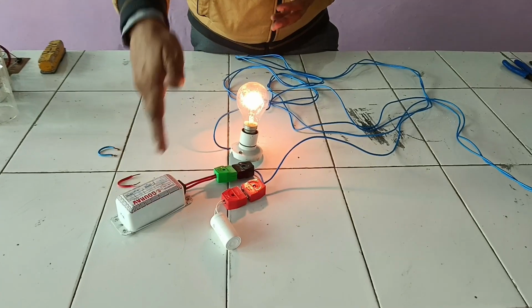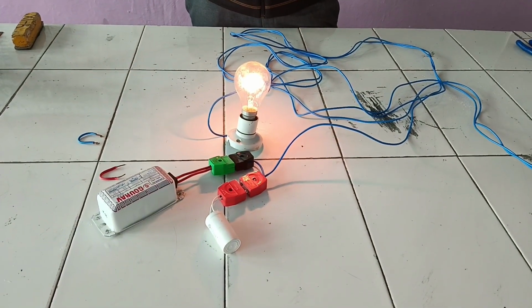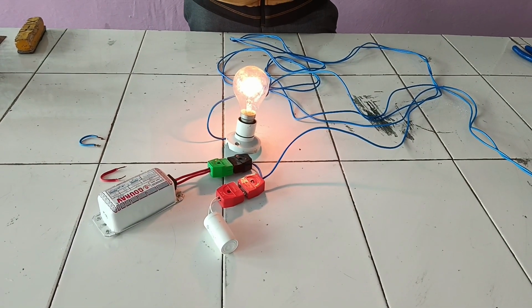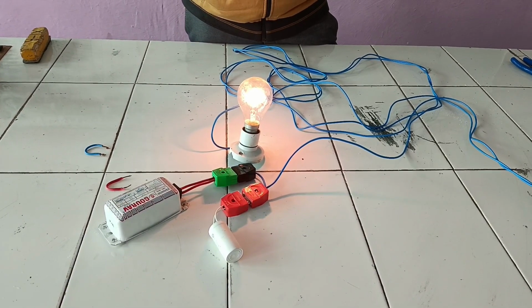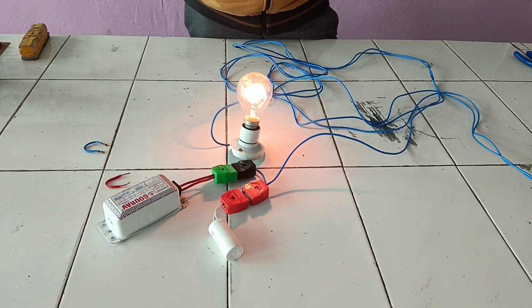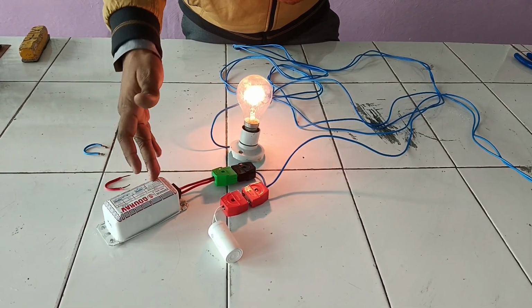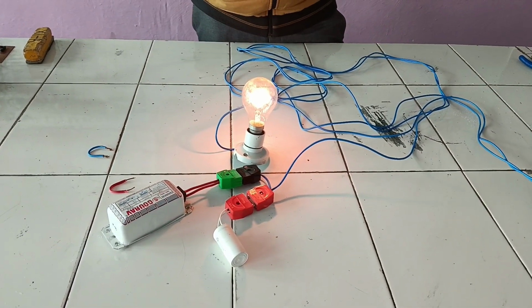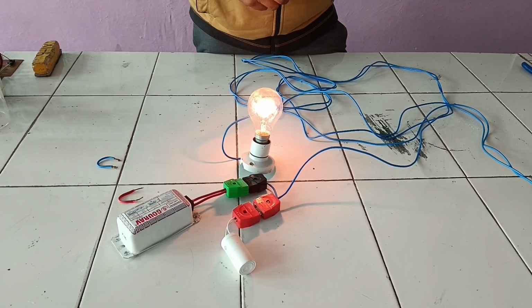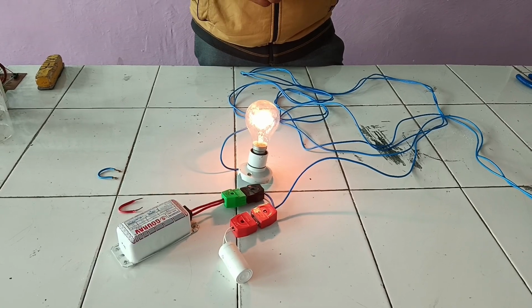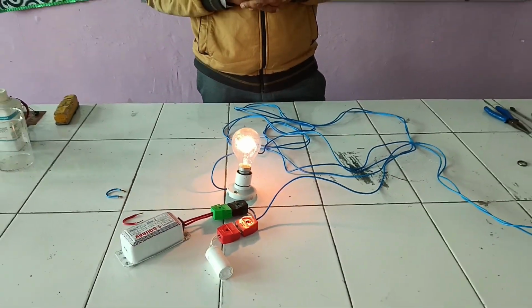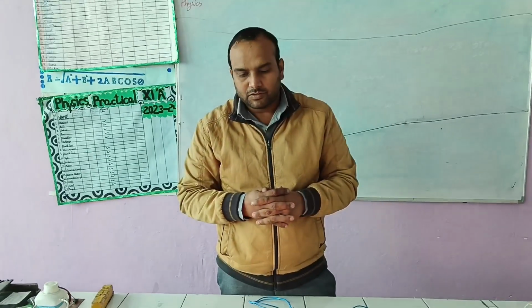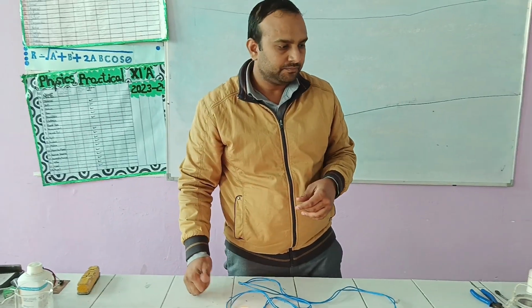Now this is the series LCR circuit. We can clearly tell the children that this activity will make them learn in a better way how an inductor works and how a capacitor works. They can clearly observe and understand the concept by observing the brightness of the bulb. So this is my second activity.